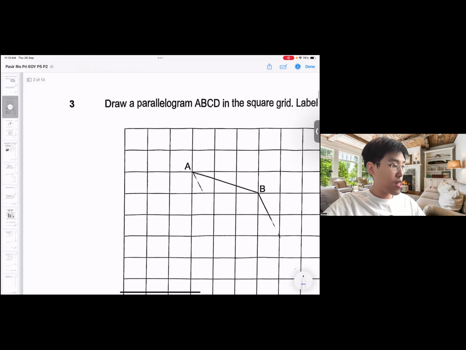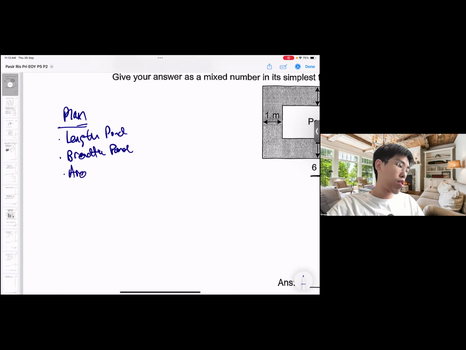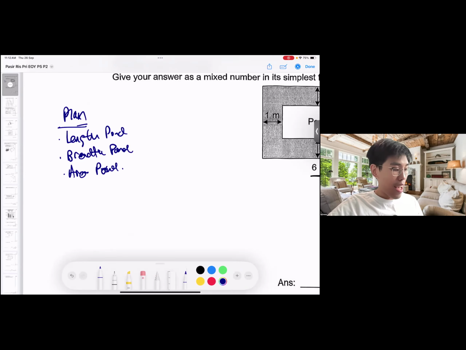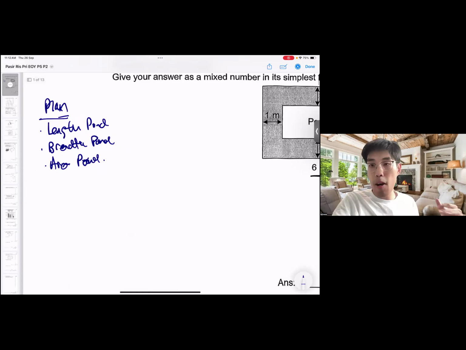Number 1, let's quickly write down the plan as well. I want to find the length of the pond. I want to find the breadth of the pond. Then I find the area of the pond. In the exam, can you write this as well? Yes, you can. I have students who started writing plans in their working as young as P4, and went from failing to 70% in just one exam, just by writing plans, because it allows them to be very clear what they are working on first. It's instant. So have a habit of writing plans.